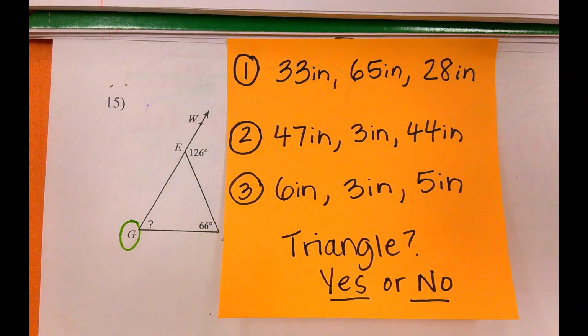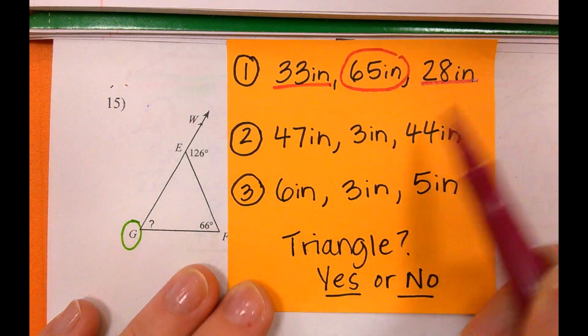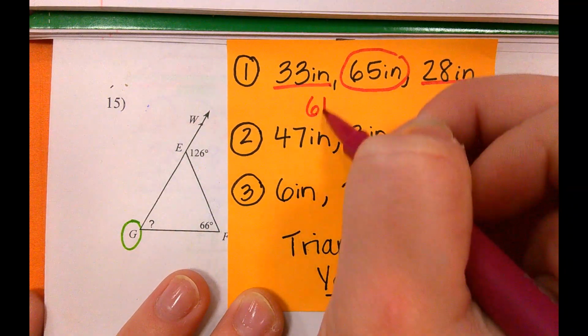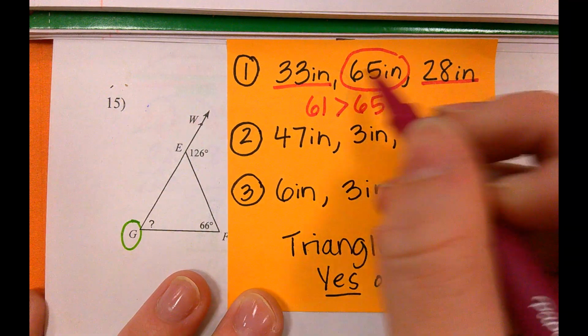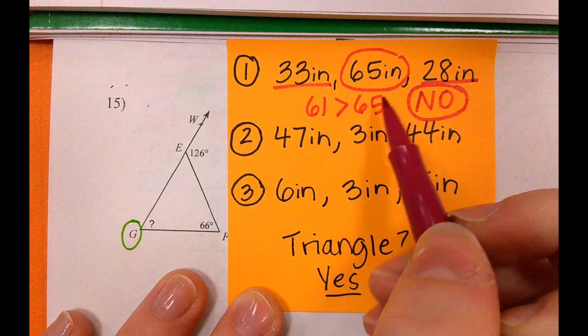All right, guys, it has been 5 minutes, and we're going to look at these. Number 1: 33 inches, 65 inches, and 28 inches. What's the longest side? 65. And the other two, when we add them together, what do we get? 61. Is it greater than 65? No. So number 1, our answer is no, not a triangle. This is not true.